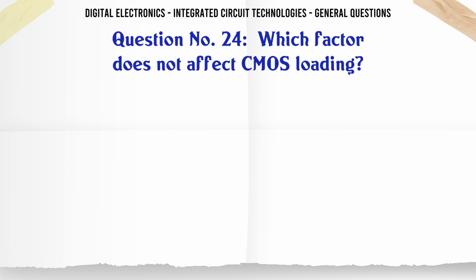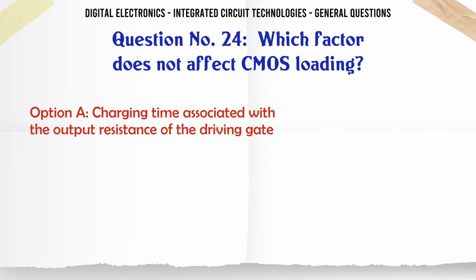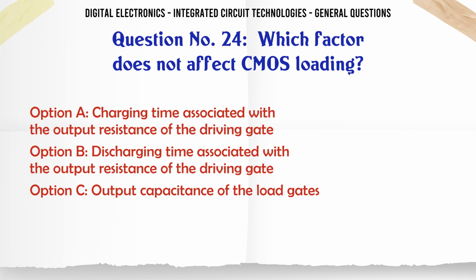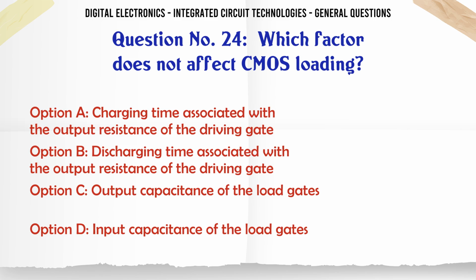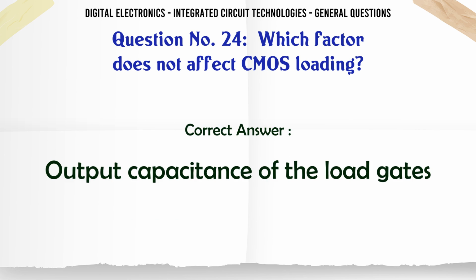Which factor does not affect CMOS loading? A, charging time associated with the output resistance of the driving gate. B, discharging time associated with the output resistance of the driving gate. C, output capacitance of the load gates. D, input capacitance of the load gates. The correct answer is output capacitance of the load gates.